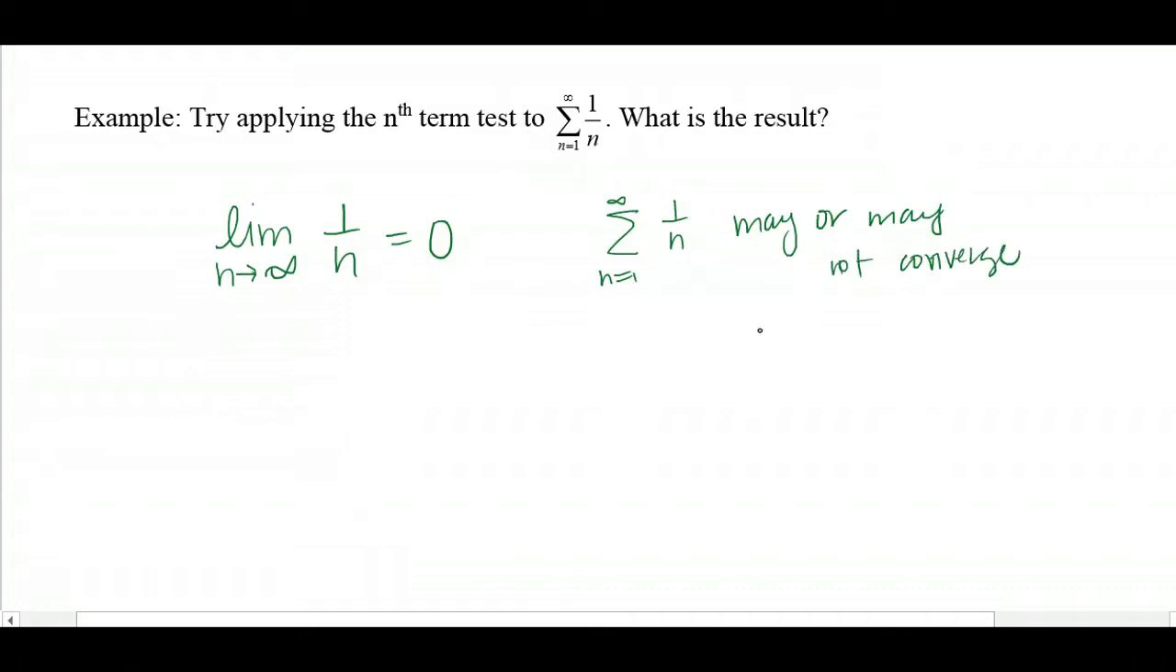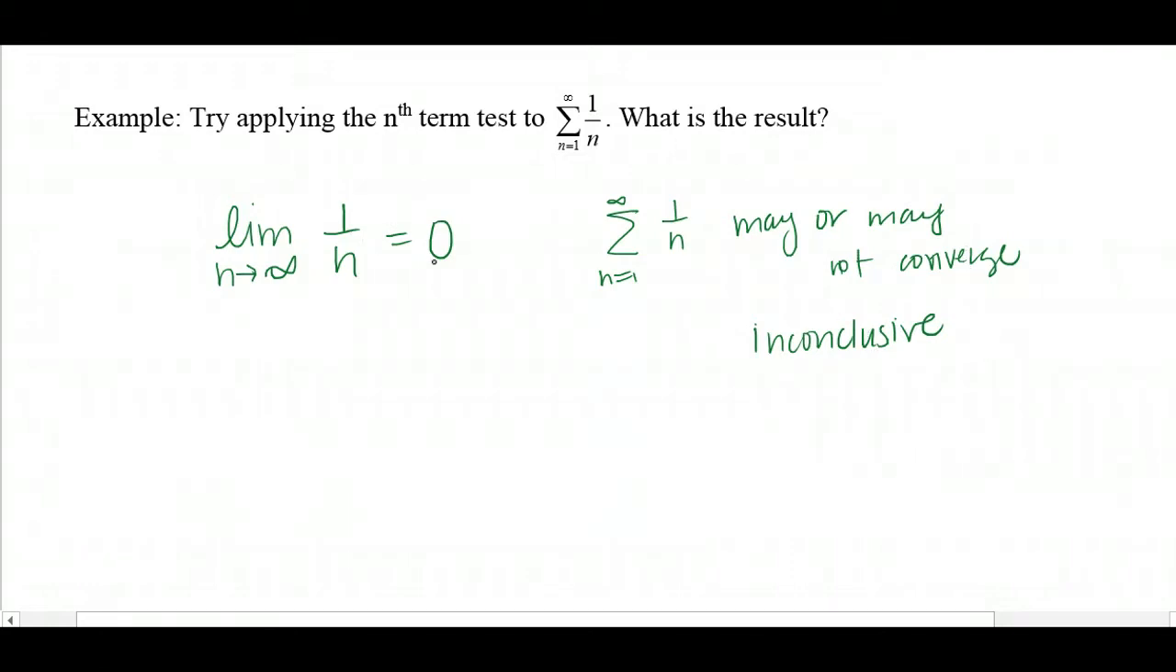Or another way to state that is this is an inconclusive result from the nth term test. So in the future, when we have more tests, we wouldn't be done here. This would just mean try another test. But for now, this is inconclusive. We don't know if it converges or diverges. So based on the nth term test, we just don't know.